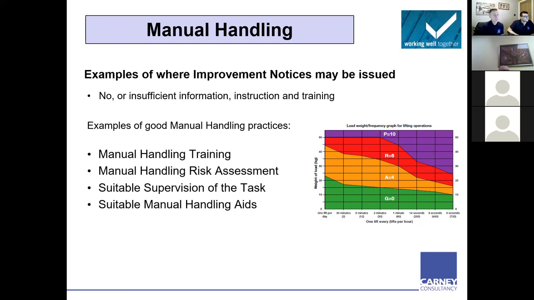Manual handling risk assessment is slightly different to a standard risk assessment because we follow things like the TILE factors: task, individual, load and environment, making it specific to the individual. Suitable supervision for the task is needed 100%, and suitable manual handling aids can be used as well, depending on the nature of the activity, the site constraints, and also the condition of the area you're actually working in.